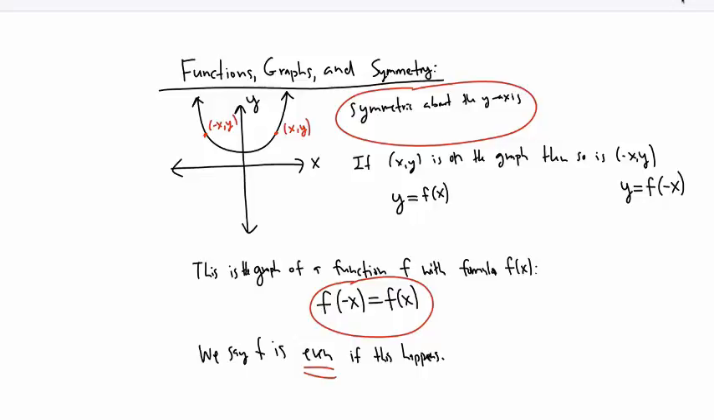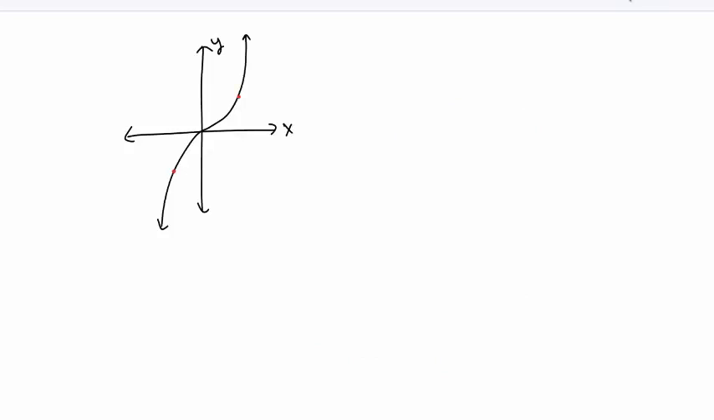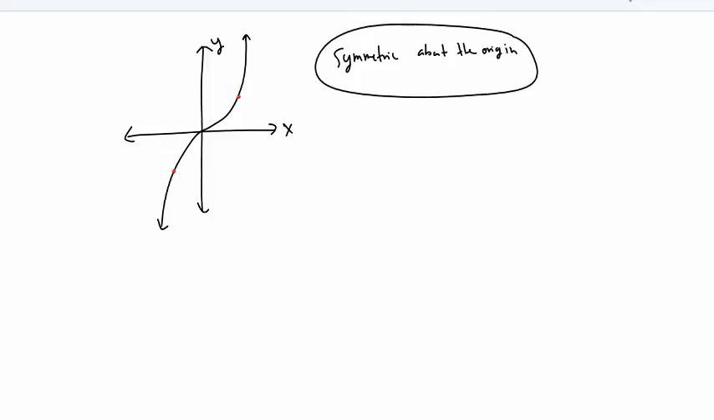What about symmetry about the origin? Let's do this example. This graph is an example of a graph that is symmetric about the origin, which means simply that if x comma y is a point on the graph, then so is minus x comma minus y. So this graph right here, this is the graph of a function.